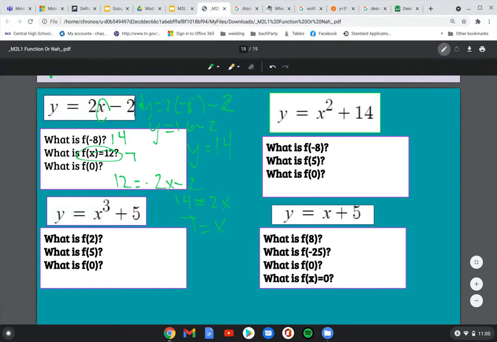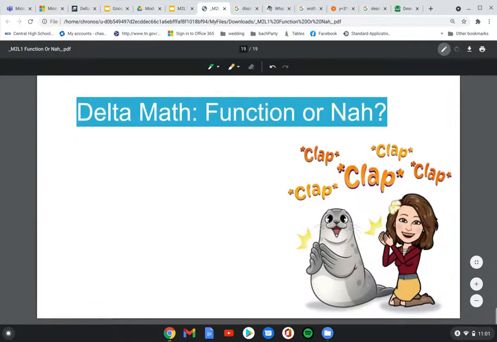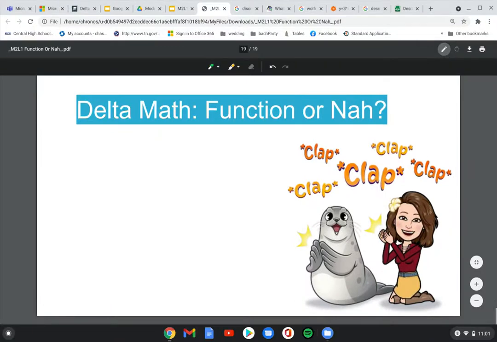One more time, I'll do another example. So x squared, I plug in that. That's negative 8 squared plus 14. So that's 64 plus 14. You can add that together. You just plug in numbers on this one and solve. Then for Delta Math, you have function or not.